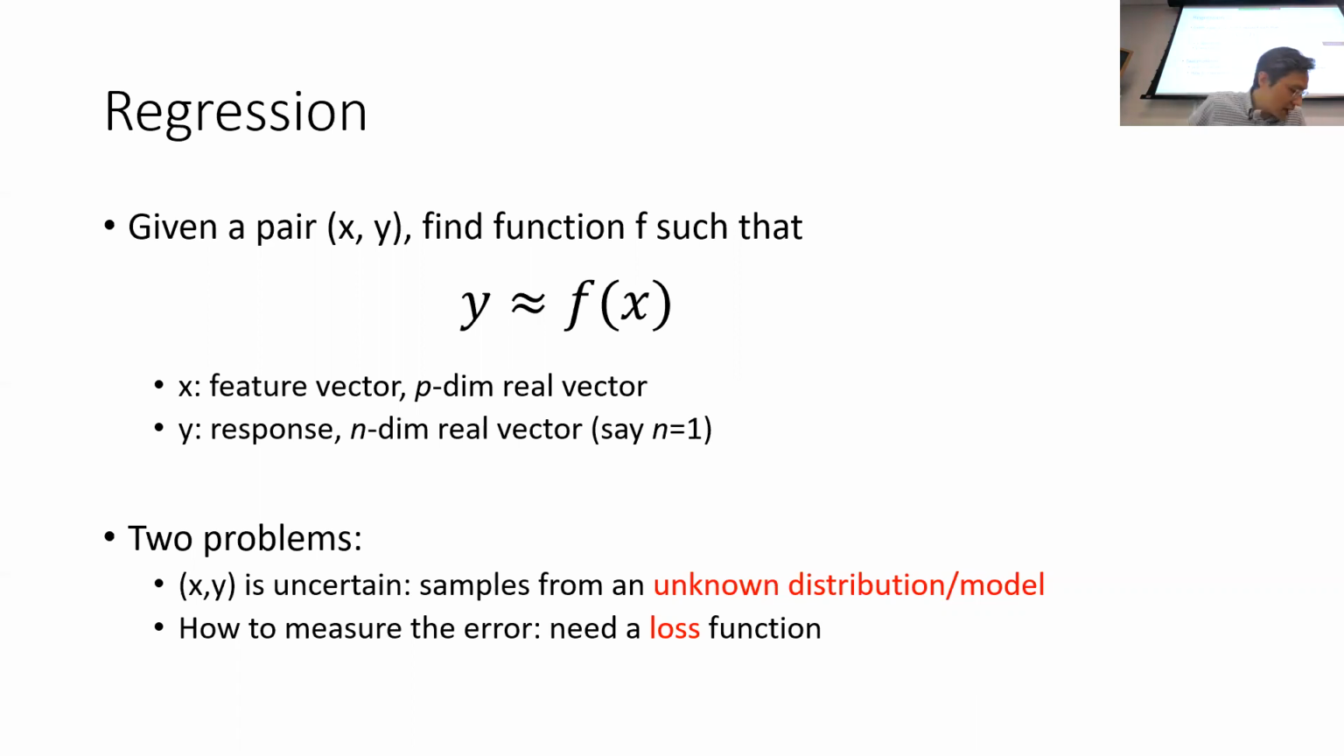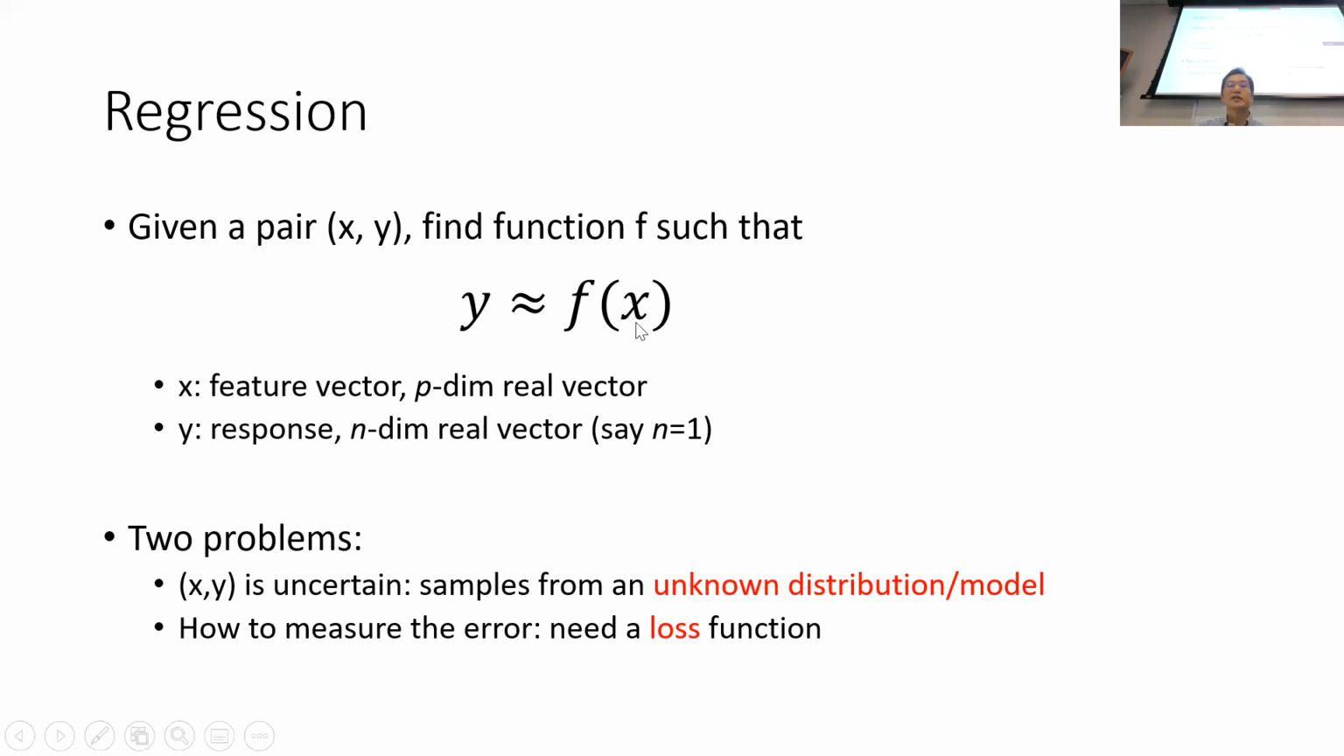Okay, in that case, we don't know how we can solve the problem, how we can find the function, so that's uncertainty. We need to design a loss function to give us a standard to see whether this function is good enough, or what kind of parameters should be in that function to establish a relationship between x and y.